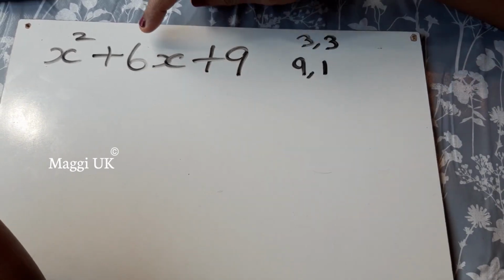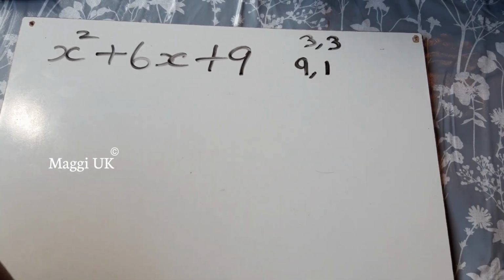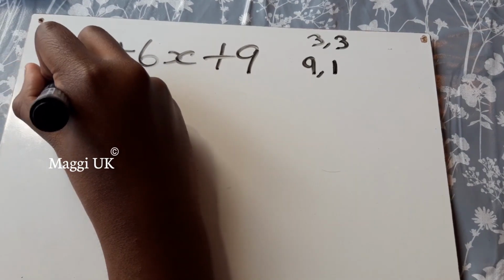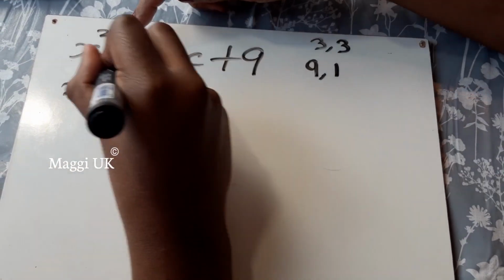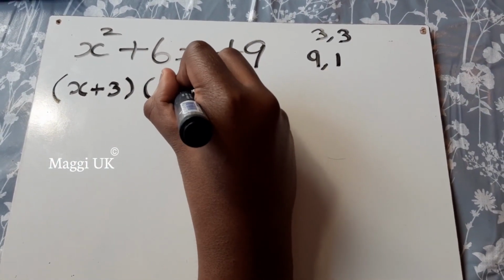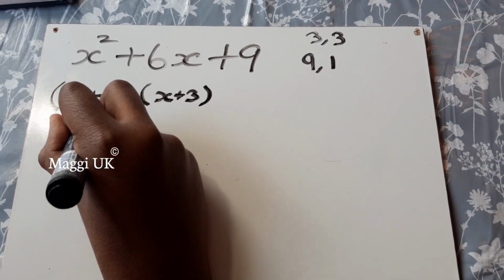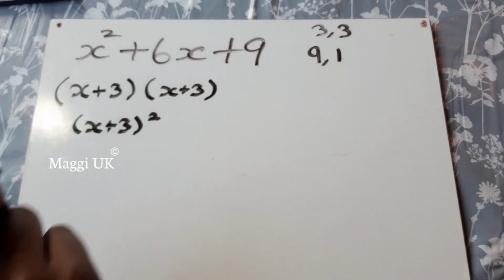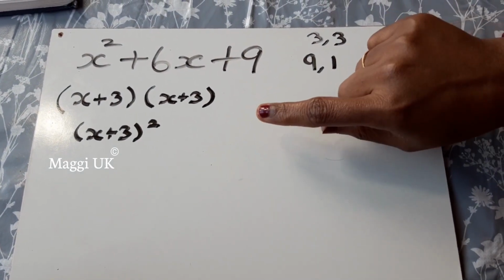But we need to look to get a 6. If you see 9 and 1, we can't get 6. Which multiples are we going to take? 3 and 3. Whether it's going to be positive or negative? Positive, because we have a positive plus 6. If we have positive for both, then you will get 6. This can also be written as x plus 3 to the whole squared. Okay, so this is the factorizing. Hope everyone understood this one.